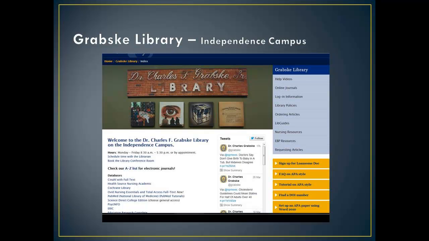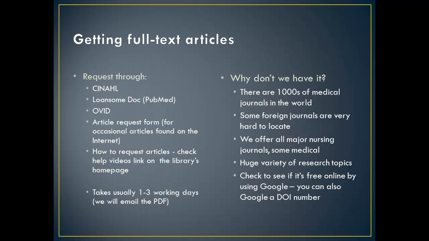How do you get articles full text when you can't find them? You can request them through CINAHL, Lonesome Doc, or Ovid. We also have a request form at the bottom of the library webpage for the occasional article you might find on the internet with no other way to request it. Also, check out our video on the various ways of requesting articles located in the help videos.